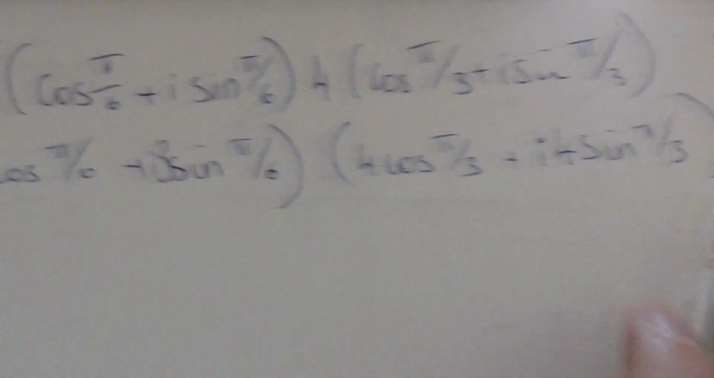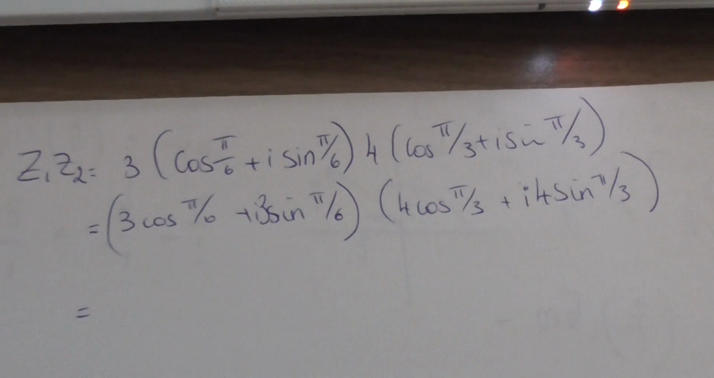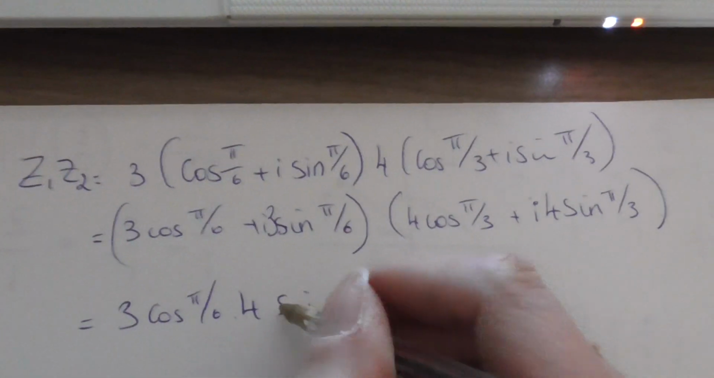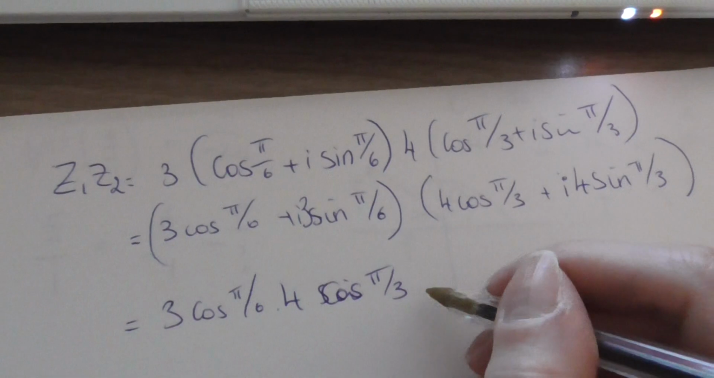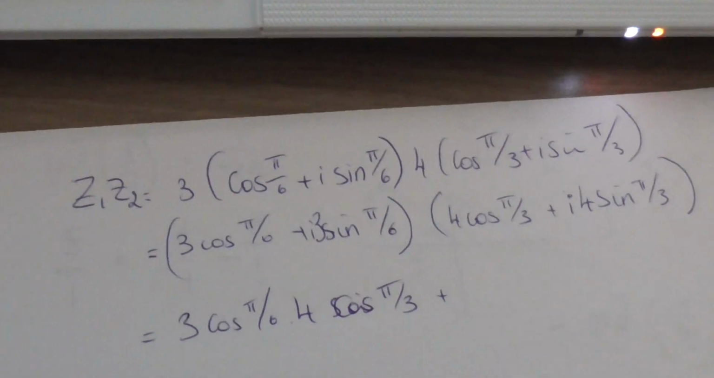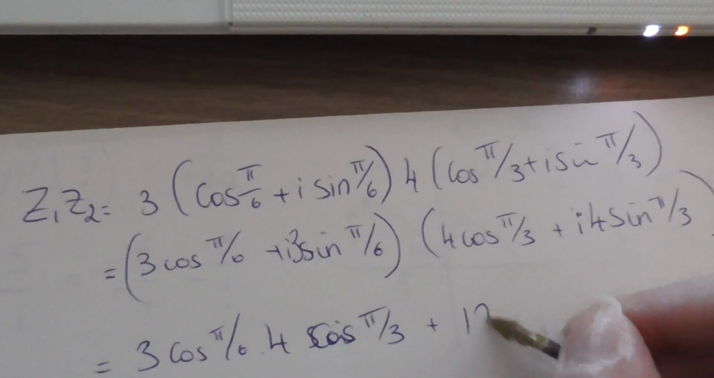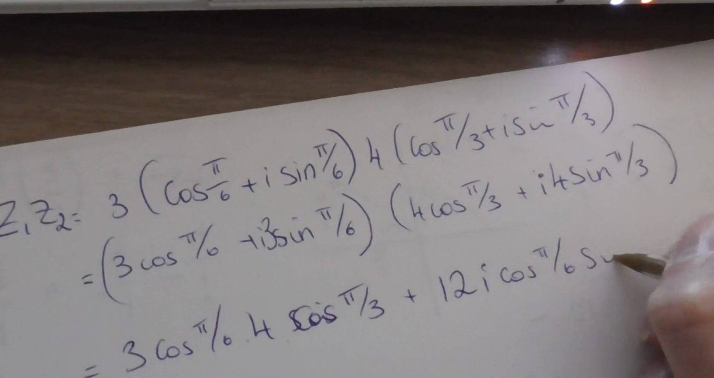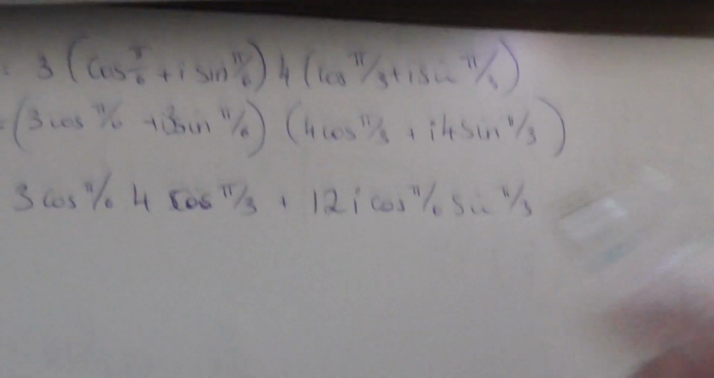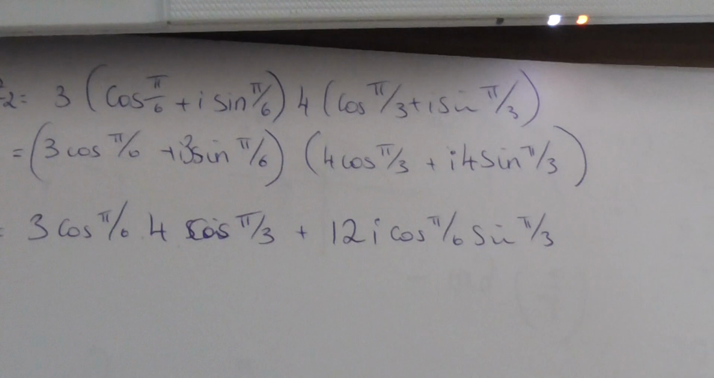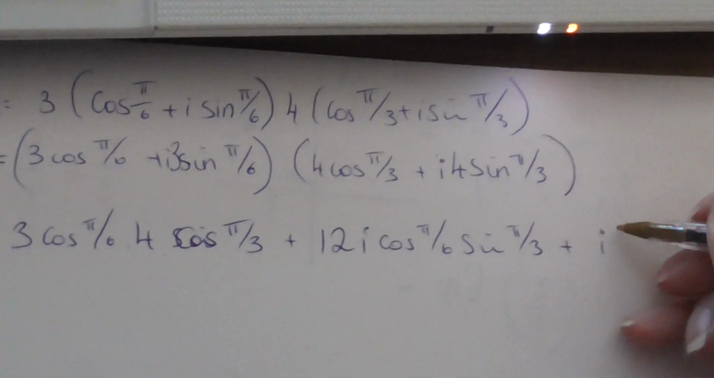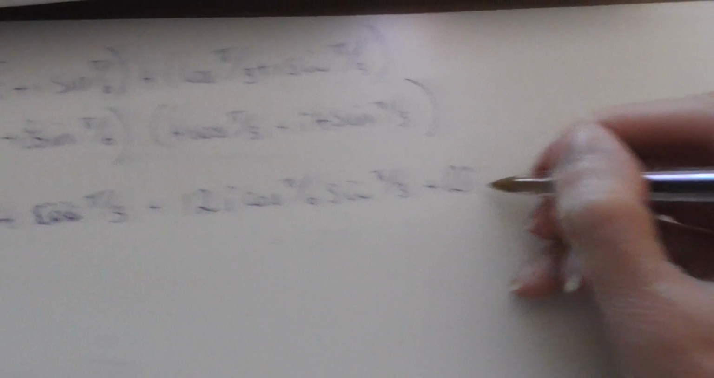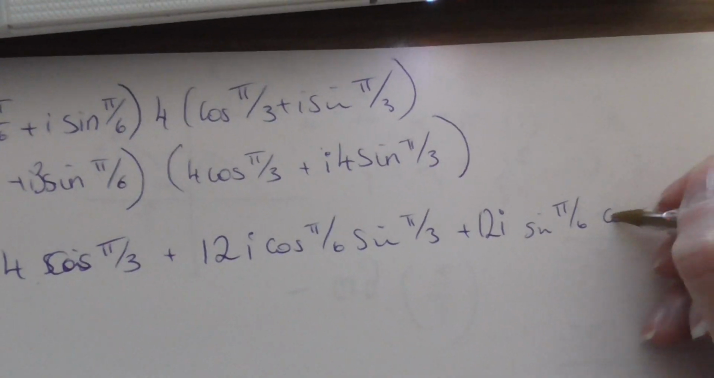And then if you want, you go off and you split the brackets, so it's going to end up being 3 cos pi over 6 multiplied by 4 cos pi over 3, plus 3 cos pi over 6 multiplied by this. So 3 times 4 is just a 12 straight away. Like I could have put 12 there, but anyway. That's 12i cos pi over 6 sine pi over 3. Then it would be plus i times 3 sine pi over 6. So plus i times 3 times sine pi over 6 multiplying by 4, which is 3 4s are 12 again, so that's plus 12i sine pi over 6 cos pi over 3.